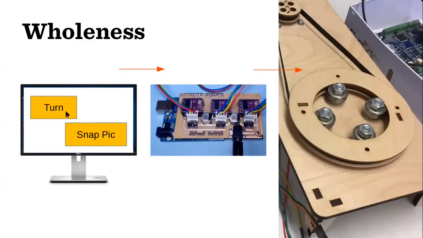Basically you should have a simple interface on the computer that is directly related to the minimal functionality of your machine. Let's say you want to turn one step forward and then snap a picture. These are two buttons. You click the turn, the message is transferred to the board, and then the board controls the motor. That's what you should achieve during the next 1.5 weeks.